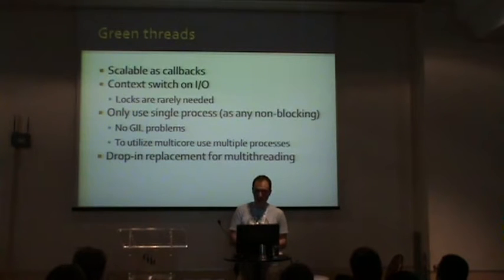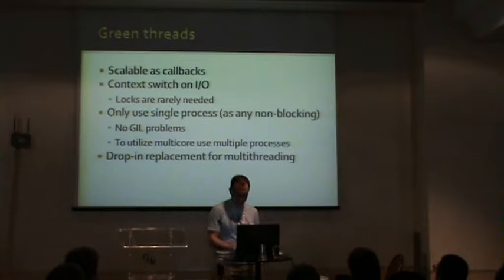The green threads are scalable as callbacks, but they switch context only at I/O points. These are cooperative threads. That means that you can avoid locks most of the time, you don't have to deal with those problems, and you can even use it as a drop-in replacement for your multi-threaded application.